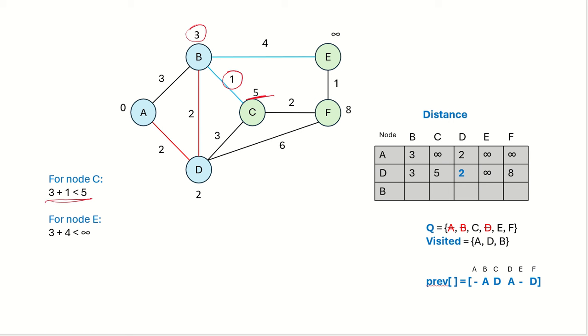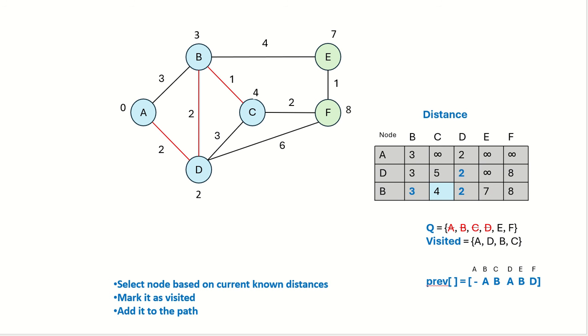Yes, it is. So 5 will be relaxed to 4. For node E, is 3 plus 4 less than infinite? Yes, it is. So now infinite will be relaxed to 7. These become our new distances, 4 and 7, which have been updated over here. And since C and E were updated because of B, B becomes their previous node now.